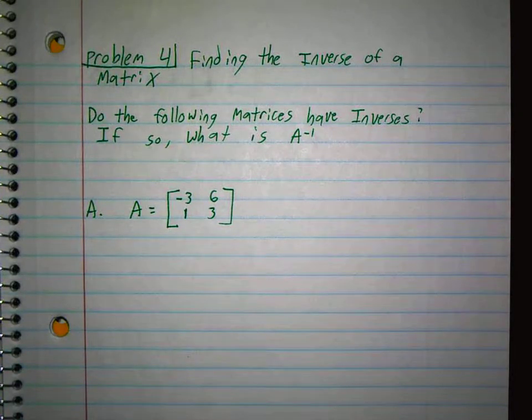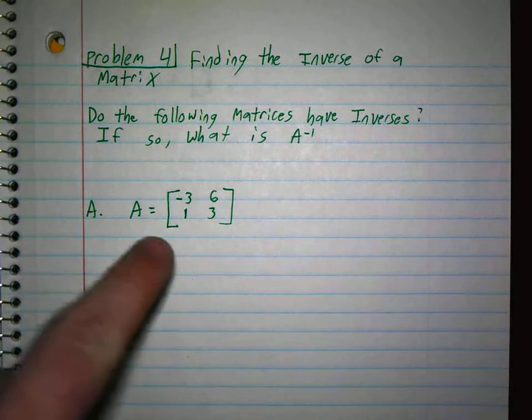Right, so we are going to learn how to find the inverse of a 2 by 2 matrix. So the first question is, do the following matrices have inverses? In order to determine if they have inverses, you have to find the determinant. Okay? And if the determinant is 0, then there is no inverse. If it's anything but 0, then you can find the inverse. So does anybody remember how to find the determinant of a 2 by 2?